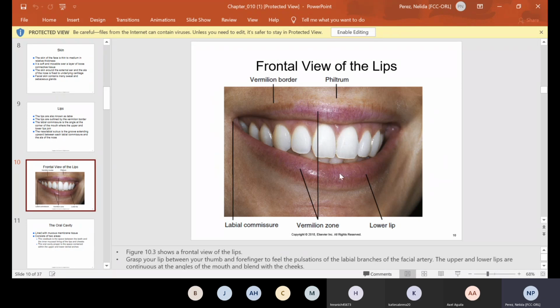And of course, you know the lower lip and the upper lip. Now, inside the vermilion zone, everyone's is a little bit different, but that's that pink sort of color that you have on your lips. And the labial commissures, again, is right here at the corner.